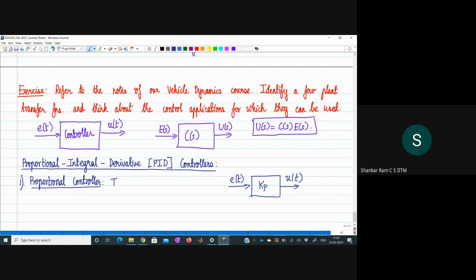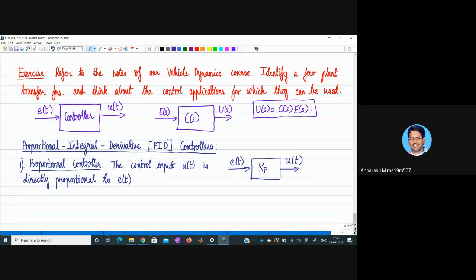Okay, so consequently, the reason it's called a proportional controller is that the control input U of t is directly proportional to E of t. Okay, so that's why it is called a proportional controller.